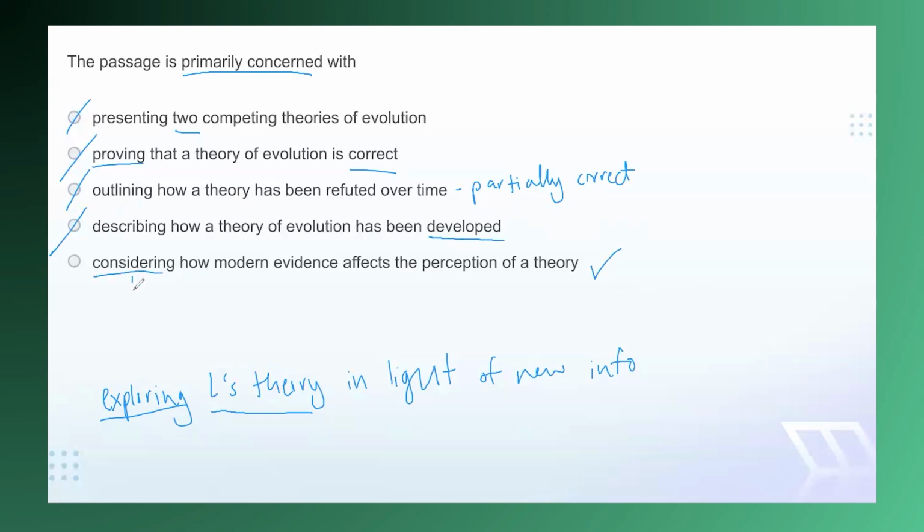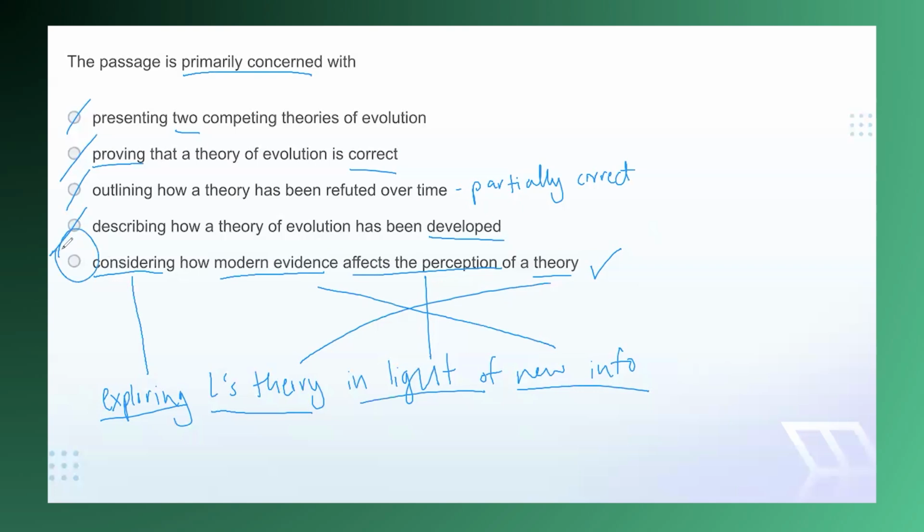Considering is a pretty good match for exploring. How modern evidence, a pretty good match for new info, affects the perception of a theory. There's Lamarck's theory, and affects the perception of is pretty close to in light of. So this is actually really close to our summary and it matches our interpretation of the passage. So this is, in fact, the correct answer.